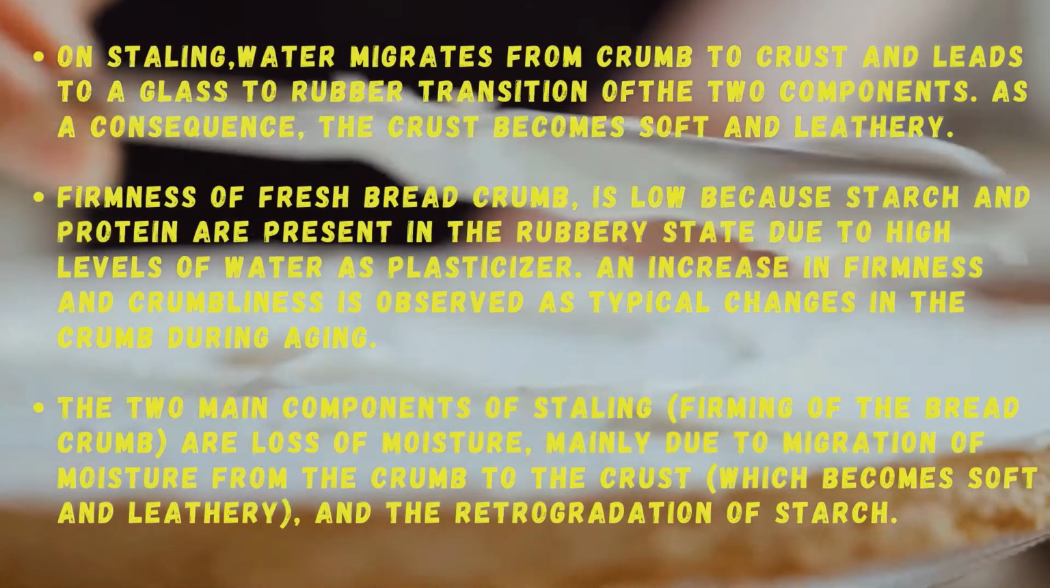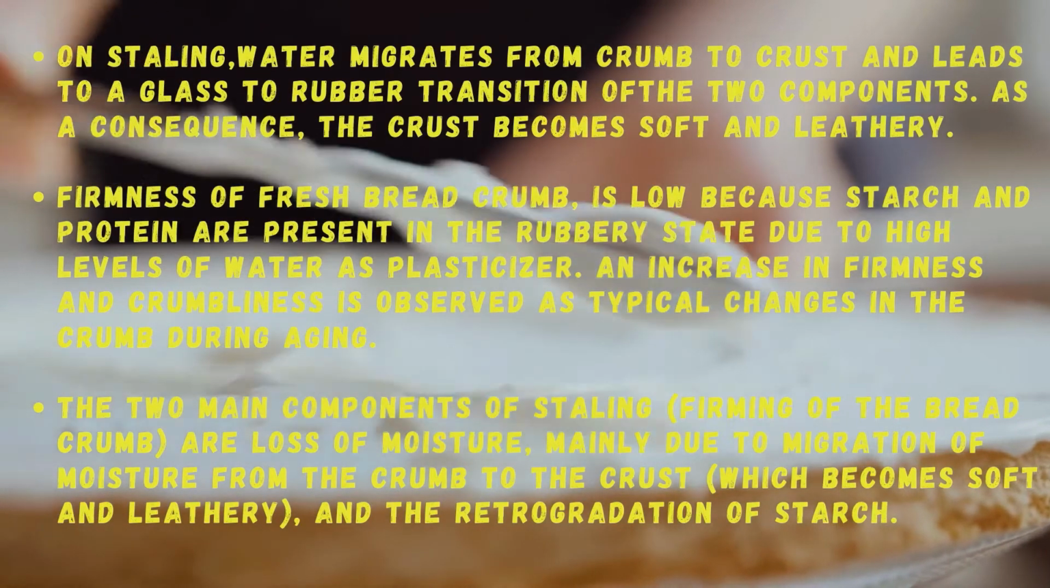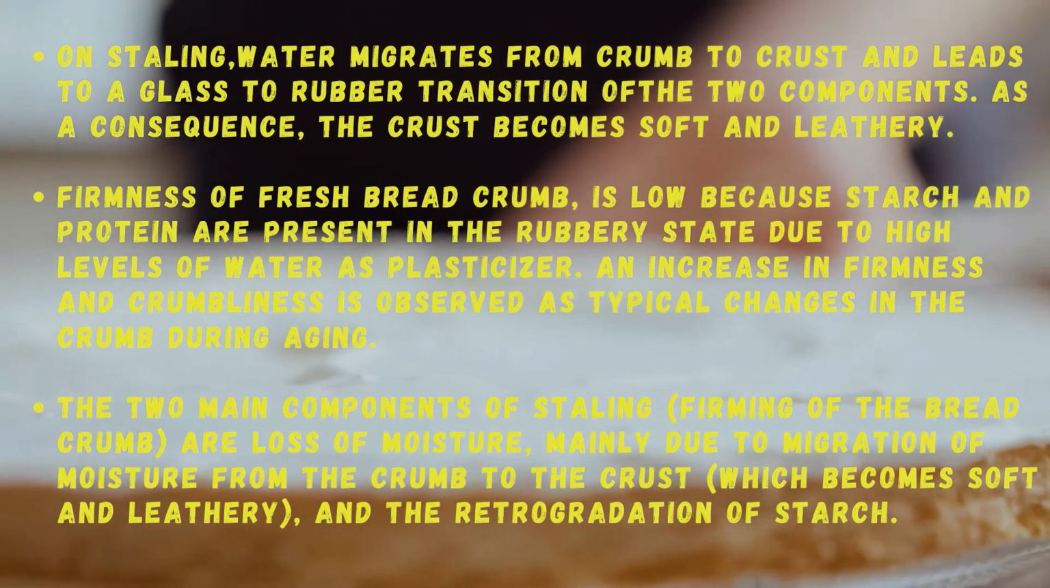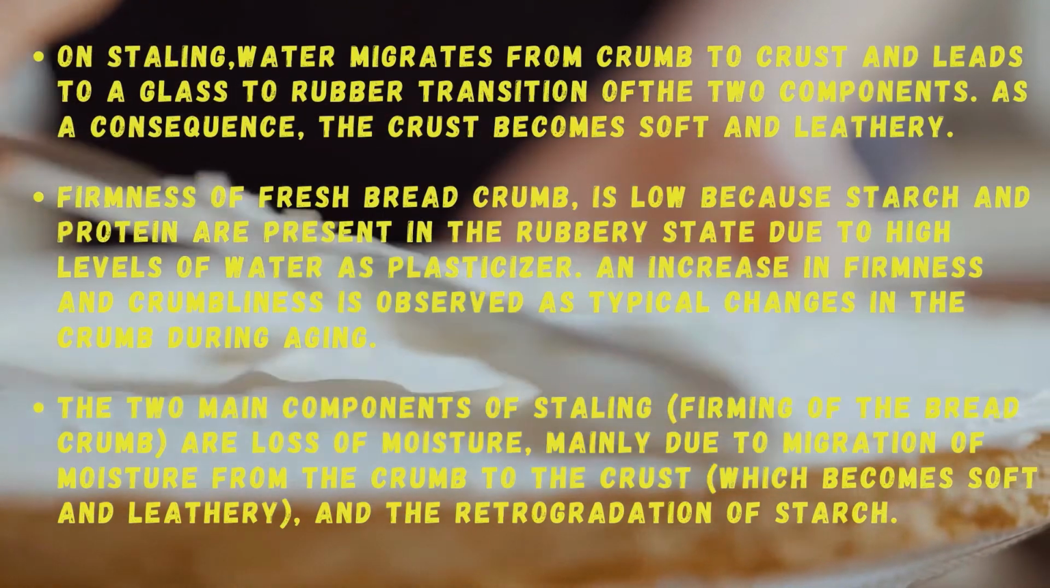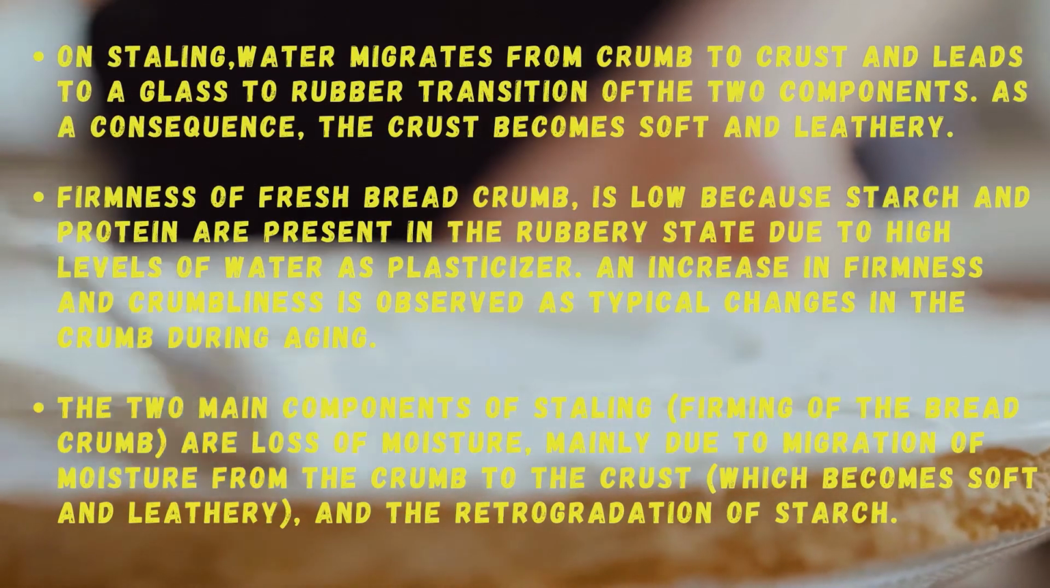The two main components of staling, firming of the breadcrumb, are loss of moisture, mainly due to the migration of moisture from the crumb to the crust, which becomes soft and leathery, and the retrogradation of starch.